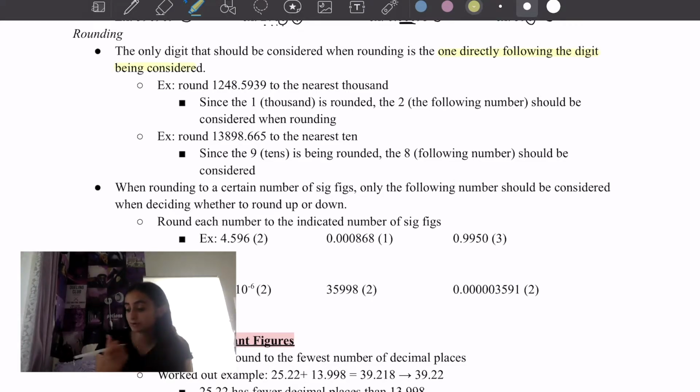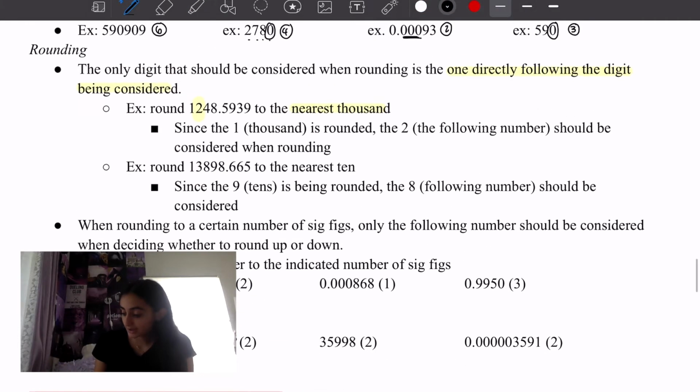So in this example, you are rounding to the nearest thousand. So we are going to look to the digit next to it, which is the hundreds. That number should be considered when rounding. Since it is below 5, we are going to keep it down low. Then the whole rest of this number becomes zeros, and you're going to just write it as 1,000 because that is to the nearest thousand.